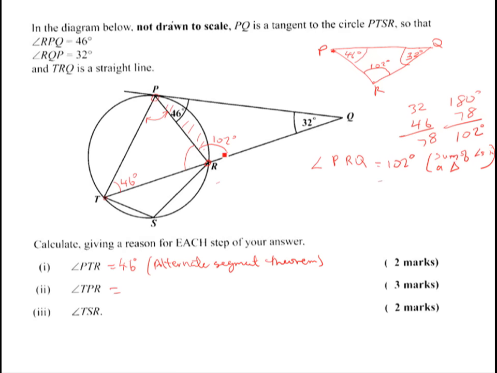Now that I found this angle 102, I can find angle PRT. This angle here is equal to 180 degrees minus 102 degrees, which gives me 78 degrees. And the reason for this is angles on a straight line.